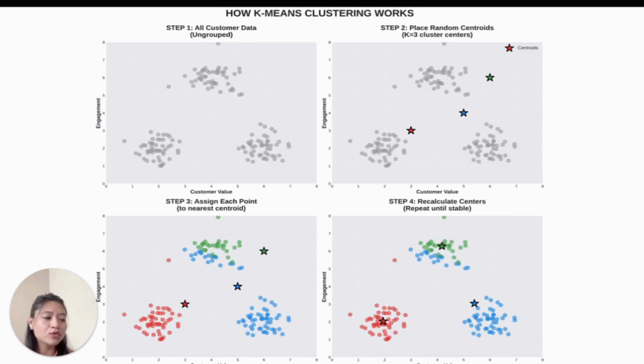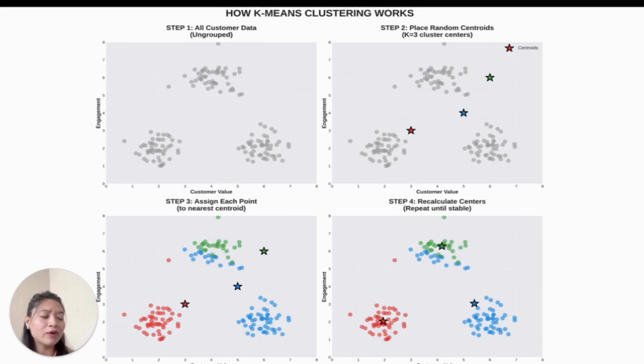Step 1, choose K, the number of clusters you want. For customer segmentation, we typically use 4 to 6 segments. Step 2, the algorithm randomly places K centroids. Think of these as cluster centers on your data. Step 3, every customer is assigned to the nearest centroid based on their RFM scores. Step 4, the algorithm recalculates the centroid position based on the average of all the positions in each cluster, then reassigns customers. This repeats until the clusters stabilize. The result, natural customer groups based on behavior patterns.